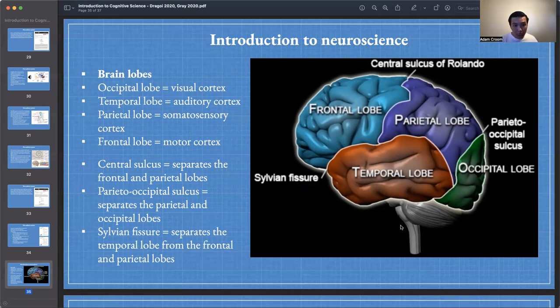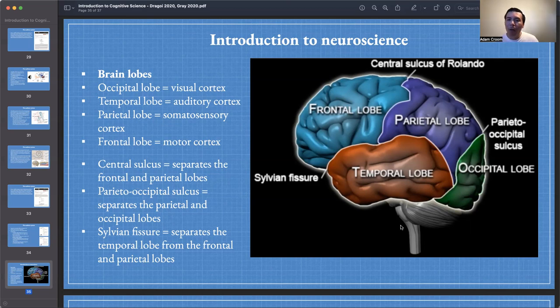Okay, the parietal lobe is largely responsible for the somatotopic organization of our body, right? So you'll have a nice homunculus map here in the parietal lobe. Okay, the somatosensory cortex is located here in the parietal lobe, and the frontal lobe is the home of the motor cortex. The frontal lobe is responsible for our executive functions.